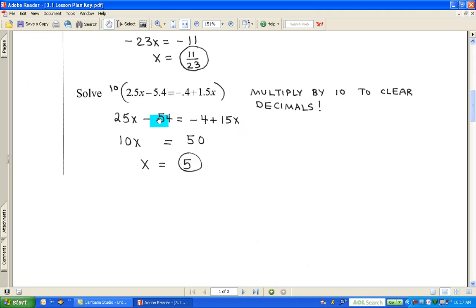I then reorganize the equation where my variables are on the left, my numbers are on the right. So by filling in the steps there, you see 10x is equal to 50. When I divide by 10, I end up getting x is equal to 5.